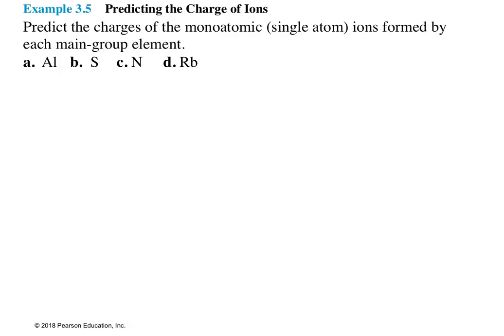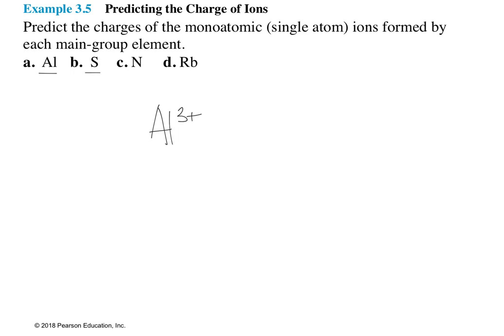So now we're going to try to predict the charges of the ions that get formed by the elements. We want to look at how many valence electrons they have, and if they're metals, they're going to lose their electrons to form cations. If they're nonmetals, they're going to gain electrons. So if I look at aluminum, it has an s2p1 configuration. So it's a metal. It has 3 valence electrons. So it's going to lose all 3 to form aluminum 3+.